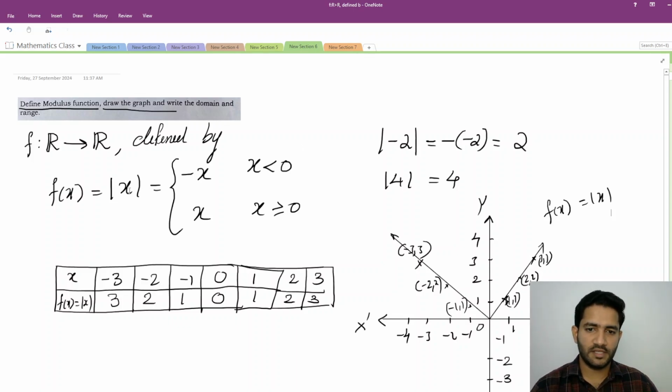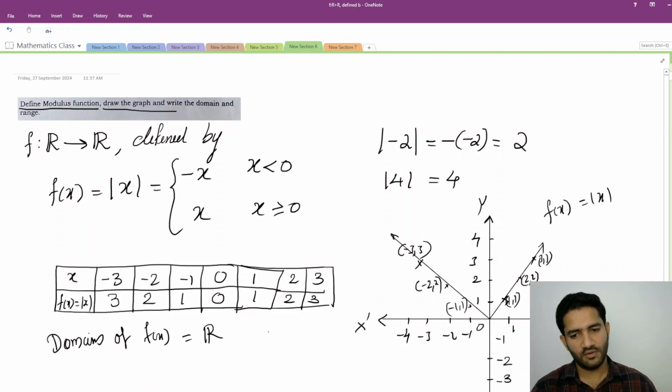So what's the question? Just write the domain and range. The domain of this function. Domain means values of x. Here it is defined everywhere. If you substitute x equal to pi, we'll get the value. If you substitute x equal to 0, we'll get the value. So for any real number, we can find the modulus. Therefore, the domain of f is the whole real numbers.